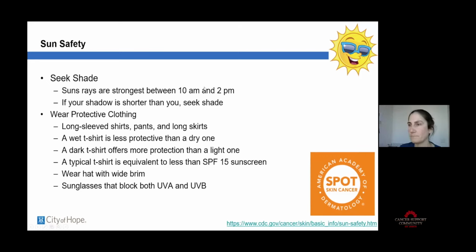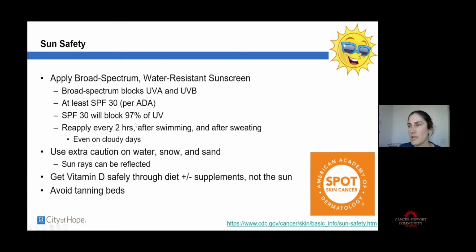For sunscreen choice, it should be at least SPF 50 per the Dermatological Association, and something that blocks both UVA and UVB. The SPF 30 will block out about 97% of UV. As you get higher in SPF, 50 is not almost twice as good as 30, because with the curve, you can see it's already blocking out about 97% with 30. So if you're at 50, you're probably getting 98 or 99, but it's not a whole lot better. So just at least 30.